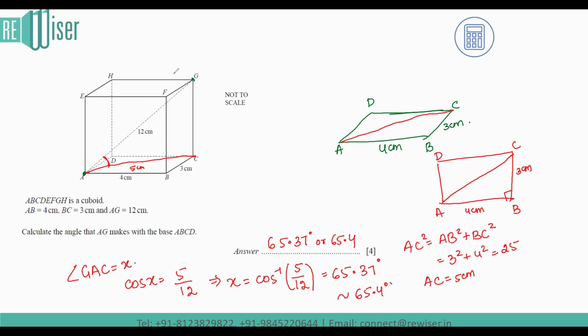This entire question fetches us 4 marks. If we find the side AC with the help of the Pythagoras theorem, till here it fetches us 1 mark. The rest of the calculations fetch us 3 marks.